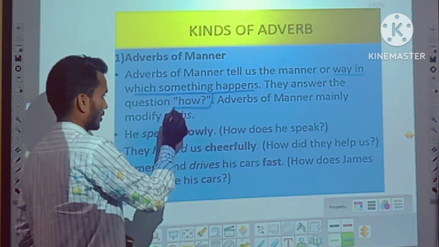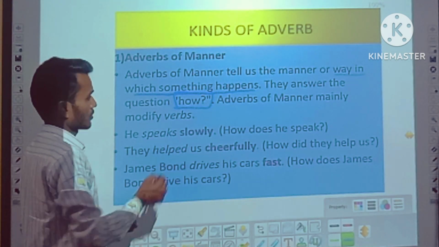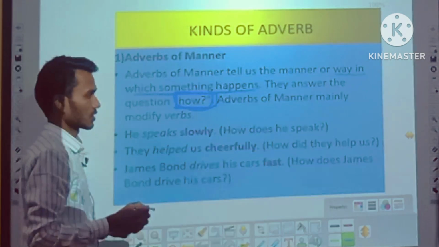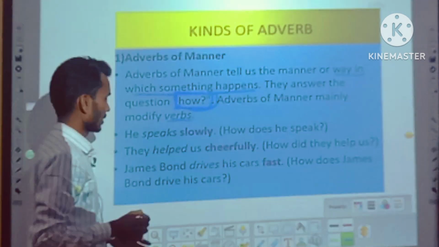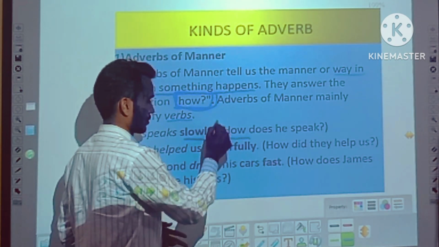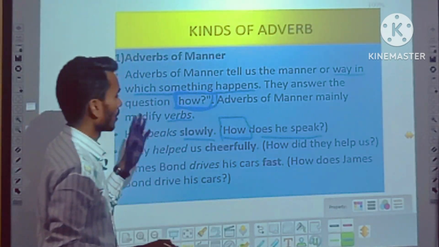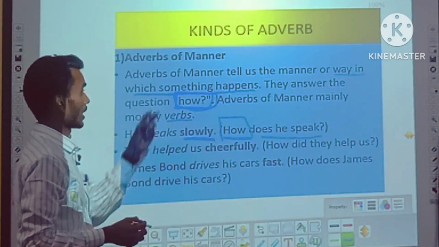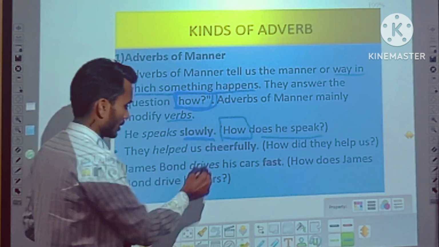Remember this, very important. Usually, adverbs of manner answer the question how. Adverbs of manner mainly modify verbs. He speaks slowly. How does he speak? He speaks slowly. Slowly here is an adverb of manner.